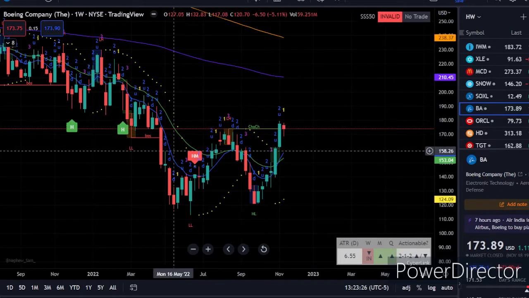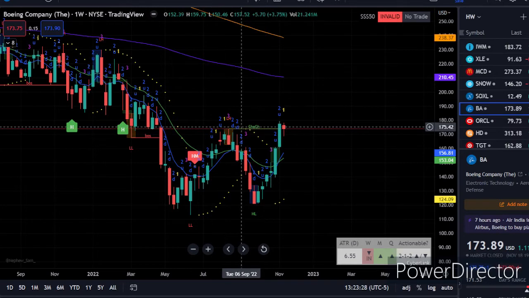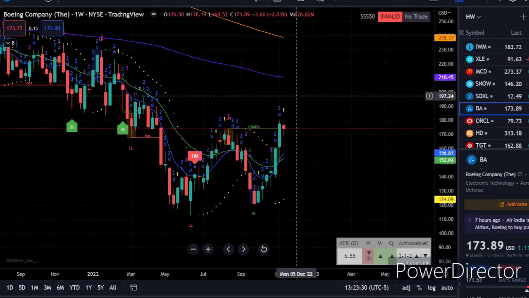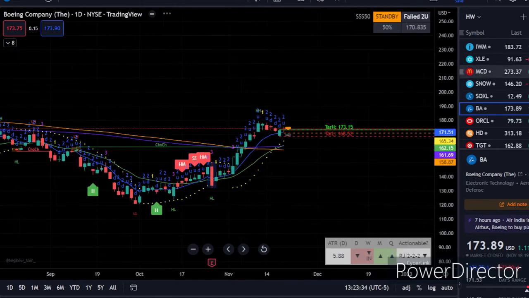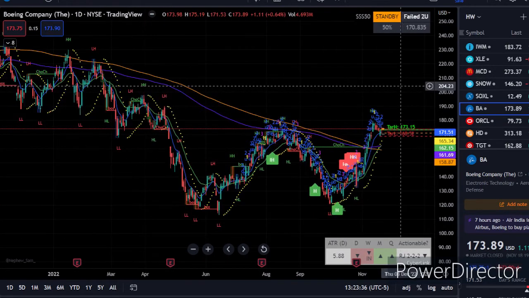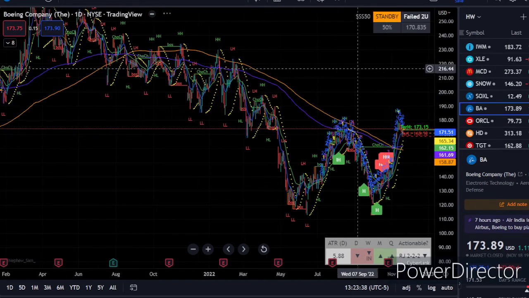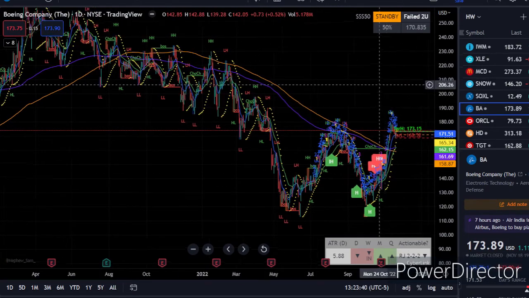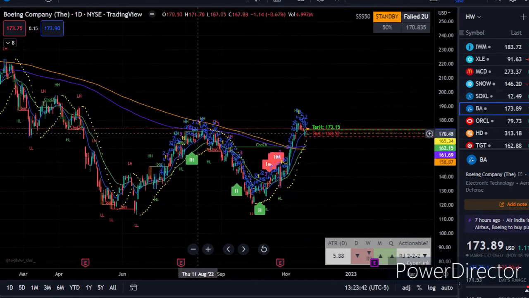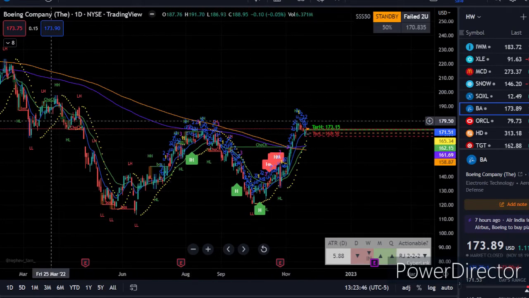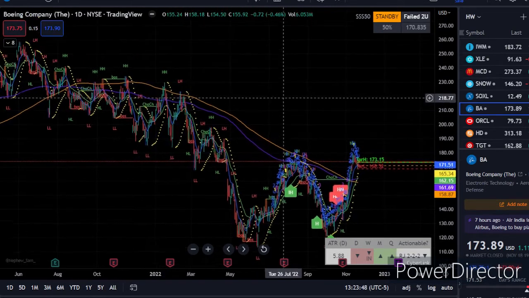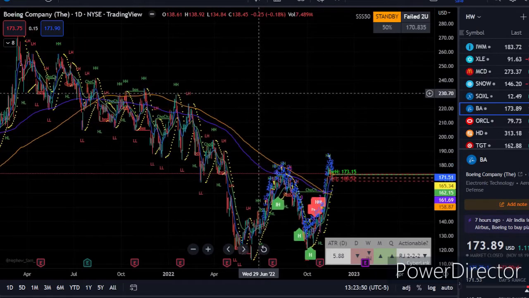Breaking this range here, we could go into this range. So have to see what BA does. It may be tired of being in a downtrend. It's been in a downtrend for a long time. But it's broken out of this downtrend that it was stuck in for a while. Oh, actually, no, it has not.